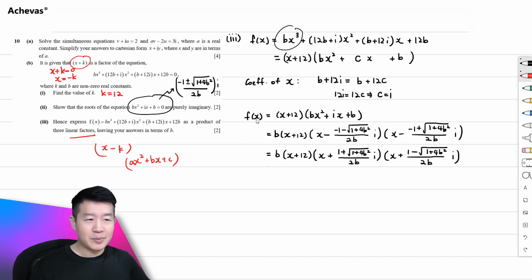Okay, this is expressing f(x) as three linear factors. Again, linear factors because this is x, x, x. Quadratic factor because this is x squared.